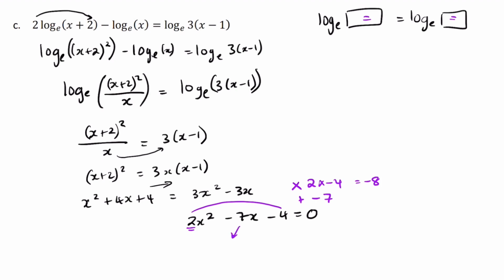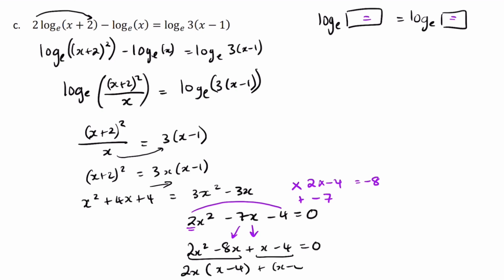So what I'll have to do, because there's a number in the front, is separate the middle term. So I'll have 2x squared minus 8x and then plus 1x minus 4 equals 0. And then I can factorize by grouping. So here I can take out the 2x, so that'll be x minus 4 that's left over. And here I don't have to take anything out, it's x minus 4 that's left over.